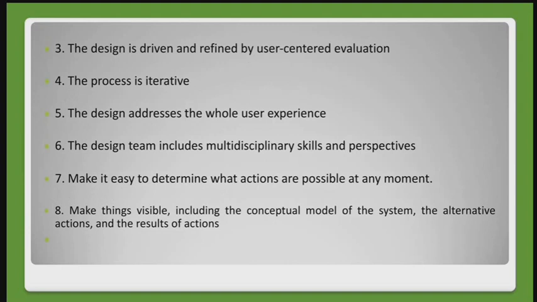Okay, and it should make it easy to determine what actions are possible at any moment. So make things visible, including the conceptual model of the system, the alternative actions and the results of the actions. It means that we have to work on the conceptual model of the system, alternate it, and give some better, working result.